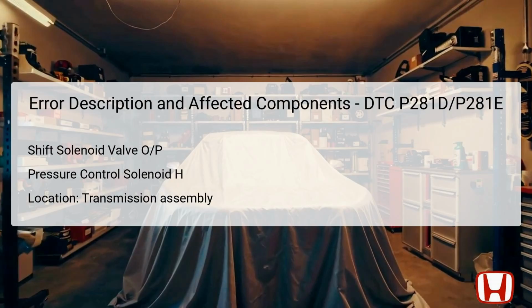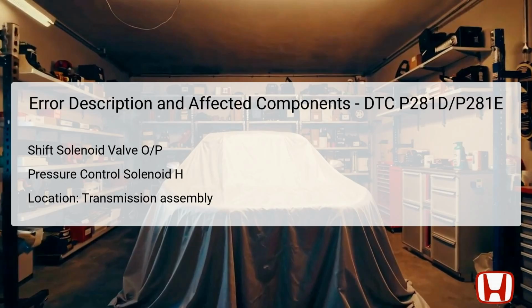These solenoids are controlled by the Powertrain Control Module, PCM, which continuously monitors their functionality. When DTC P281D or P281E is triggered, it indicates the control circuit for this solenoid is not operating within the expected voltage range. Understanding the roles and locations of these components is vital for accurate diagnosis and effective repair of the transmission system.